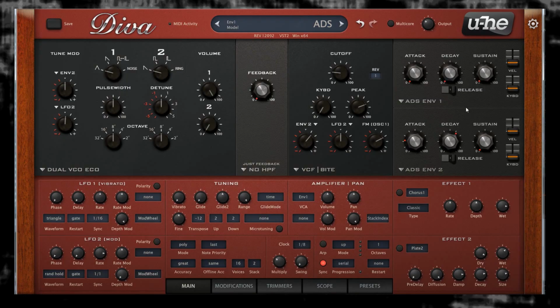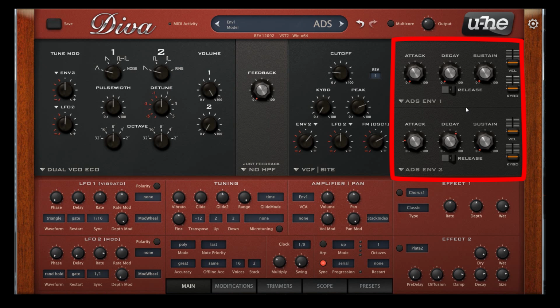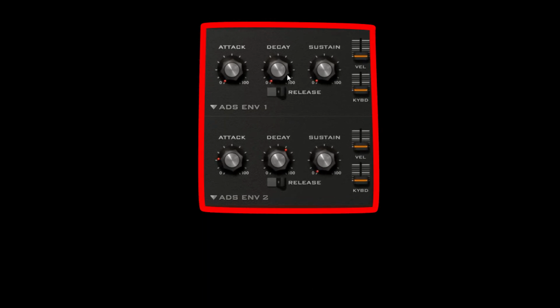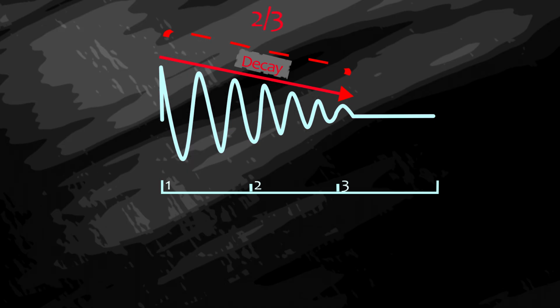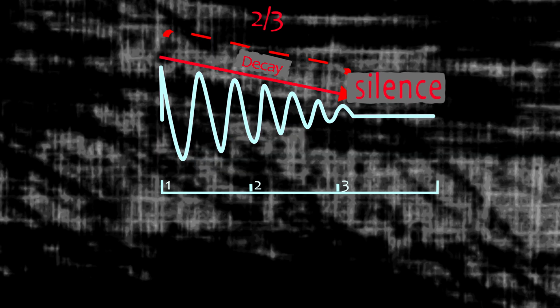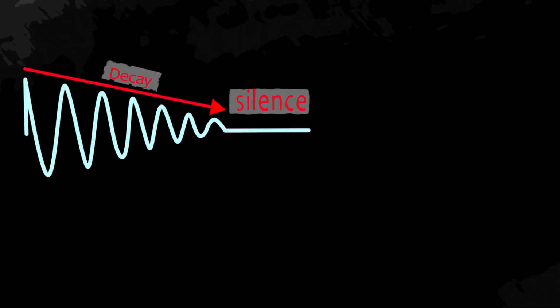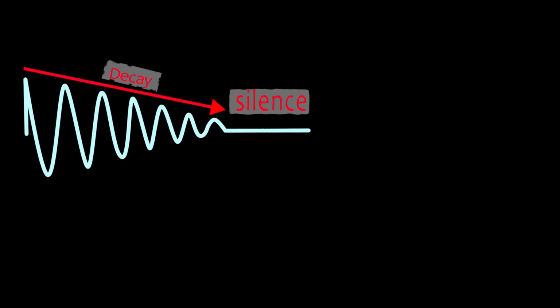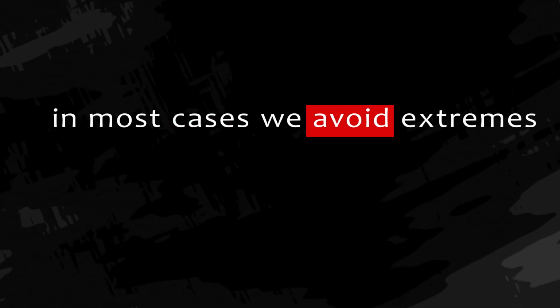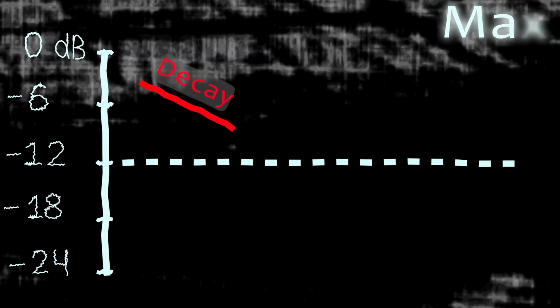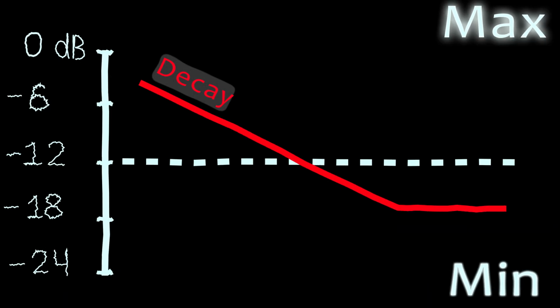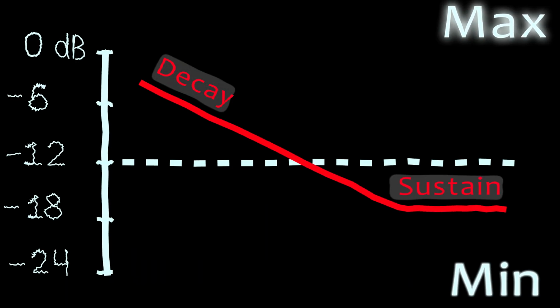This requirement can be achieved using the decay parameter, setting it to last approximately 2/3 of the time, with the remaining part being silence. In fact, there's no need to reach absolute silence, unless we specifically aim for such a contrasting sound. However, in most cases we avoid extremes. After the decay reaches relatively low volume levels, sustain remains.